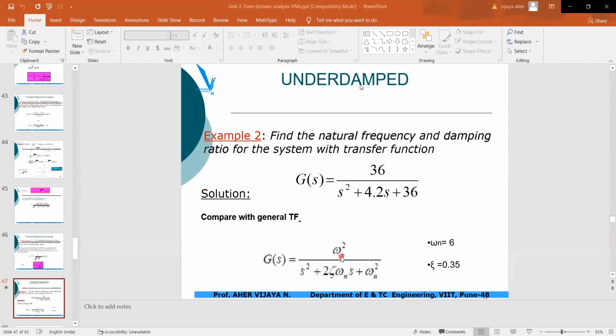Okay. So omega n square is equal to 36, right? By comparing these two equations, what we got? We got omega n square is equal to 36. What is omega n? Hence, omega n is equal to under root of 36. Under root 36 is nothing but 6. So you can write the value for omega n in square bracket like this. Omega n is equal to 6. That we got. Natural frequency omega n is equal to 6.